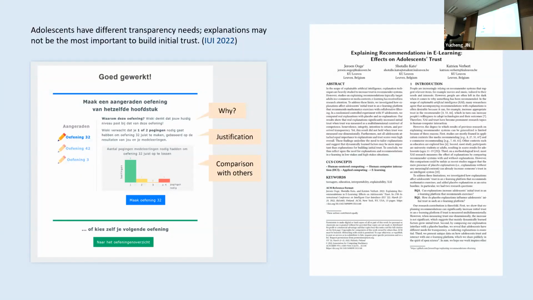We compared this interface with a placebo interface, which was just a sentence that didn't give any insights in the model. The sentence was something like, we recommend you this exercise because our algorithm has decided that it fits you. That doesn't tell anything about the algorithm. It just said there was an algorithm. So it was a fake explanation. And then another interface without an explanation, just here's the next exercise, go ahead. And then we compared these 3 different versions in a controlled randomized study. And we looked at the effects on trust.